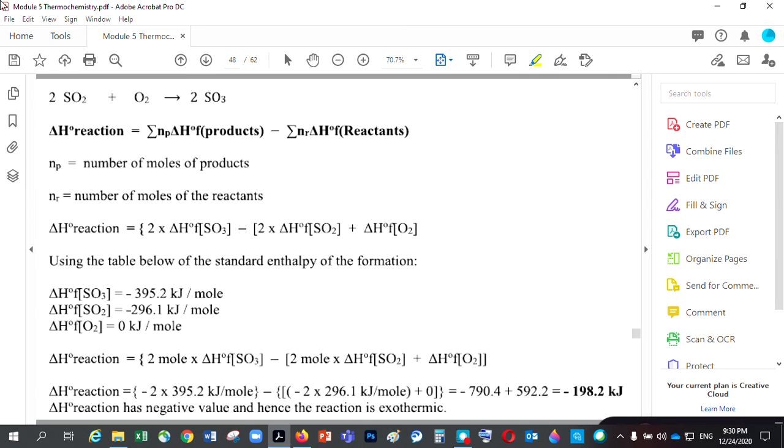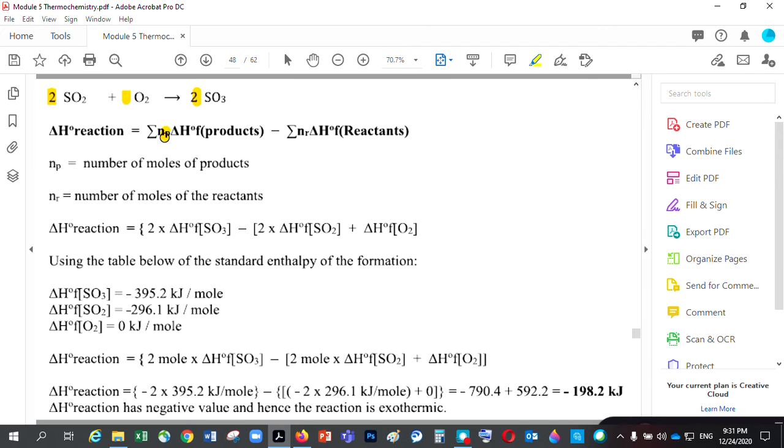Let's look at this now. Sulfur dioxide, 2 moles of it, will react with 1 mole of oxygen to give us sulfur trioxide, 2 moles. Now it's asking to calculate the delta heat of the reaction. Here we introduce the number of moles, because we have two here, and we have two here, and we have one here, understood, not written.